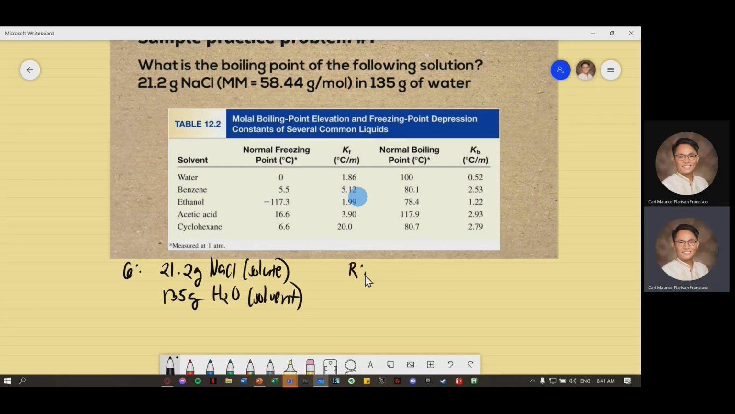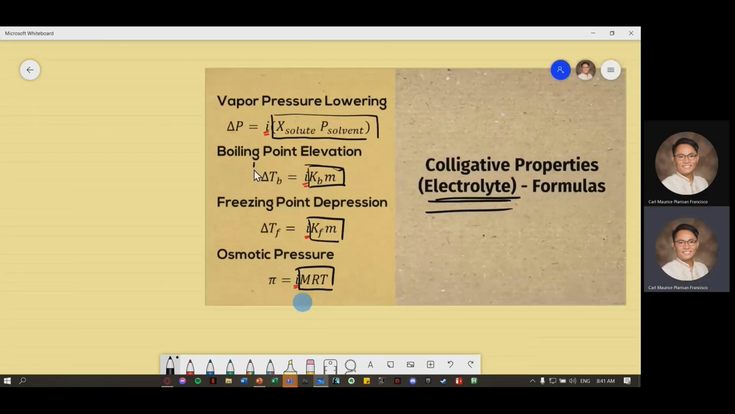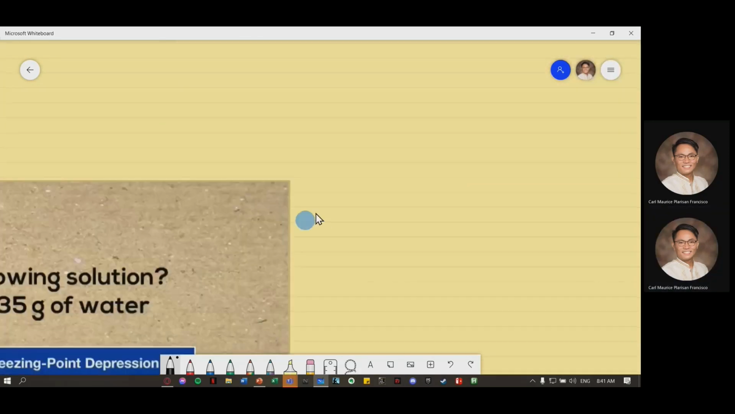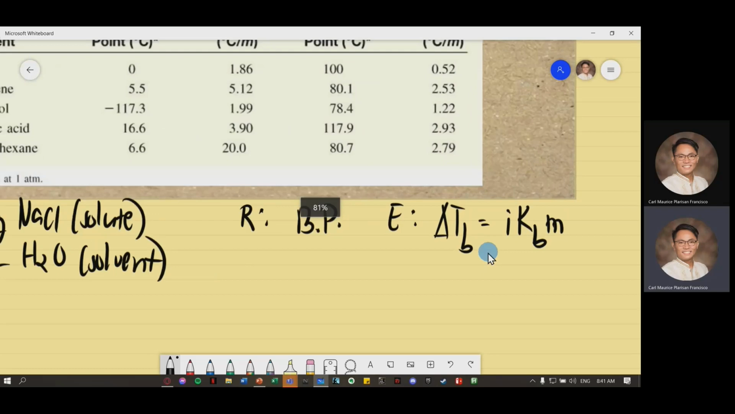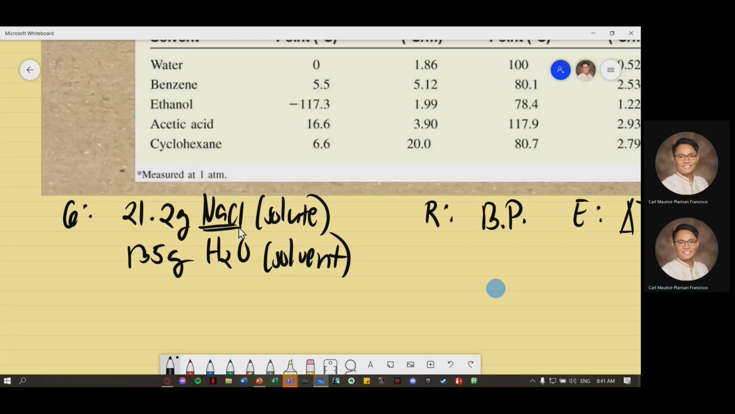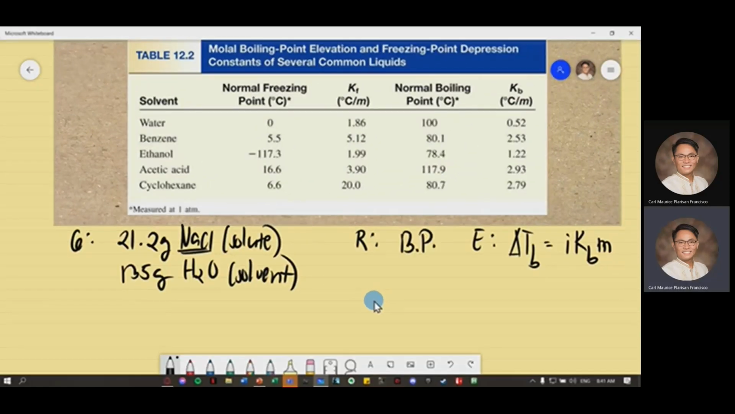Okay, and then the requirement is boiling point. Equation, since boiling point ang nawawala, ito po ang gagamitin natin. Boiling point elevation. Change in T_b is equal to i K_b m. So why is it we have a Van't Hoff factor? Kaya po may Van't Hoff factor dito dahil tignan ang solute. NaCl. May Van't Hoff factor. So ibig sabihin, ganito po yan.